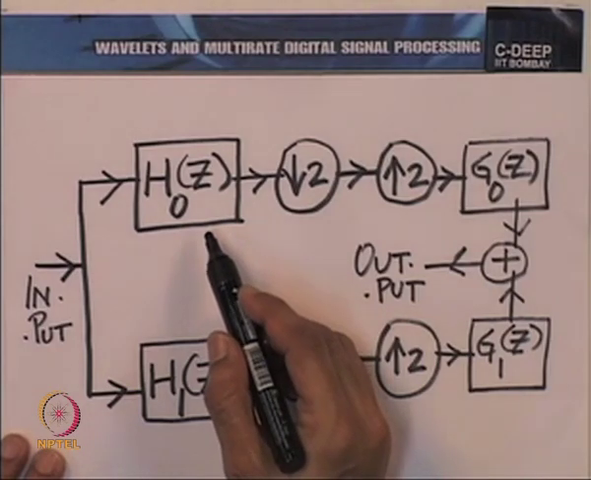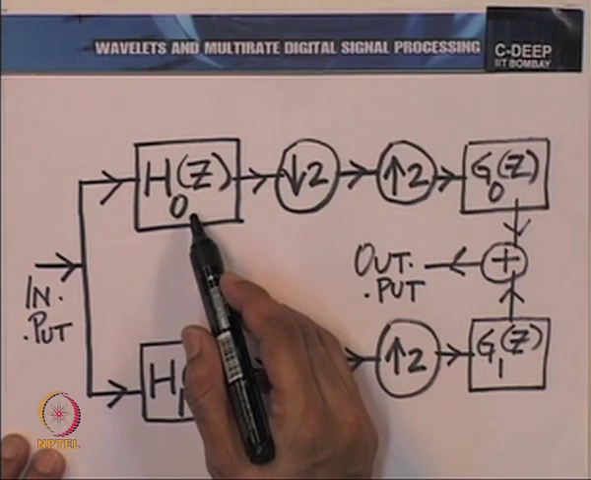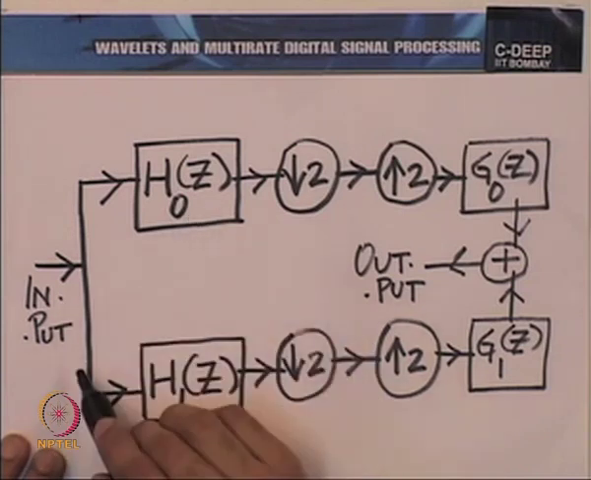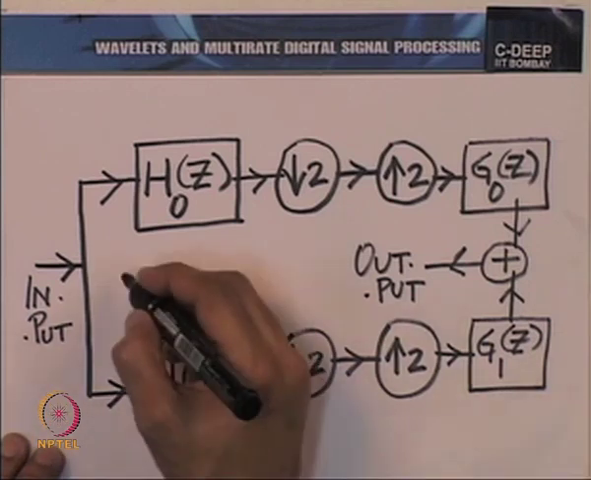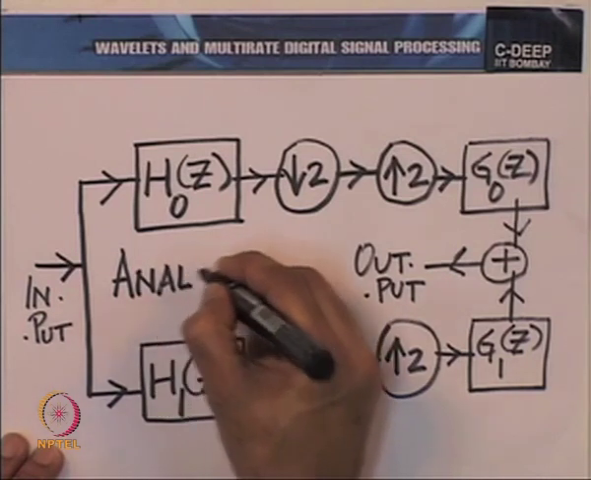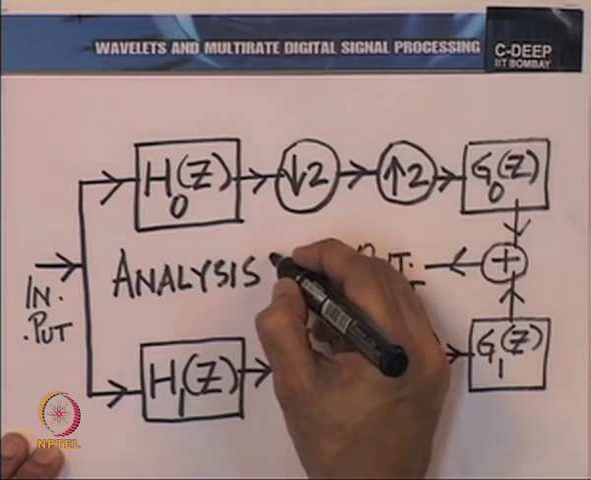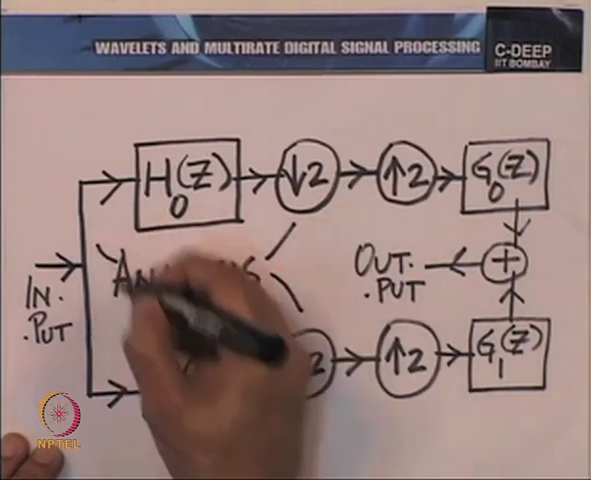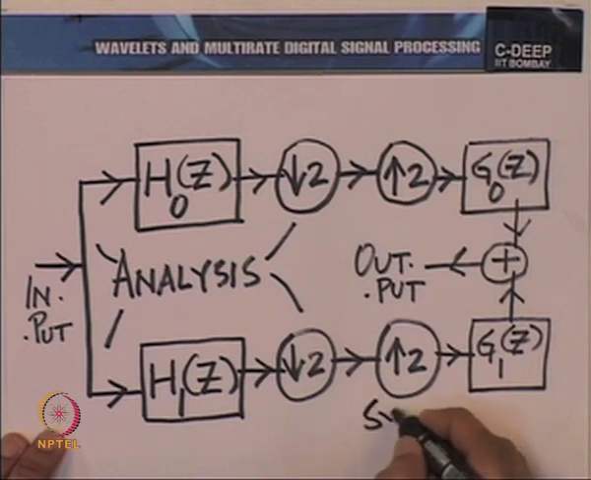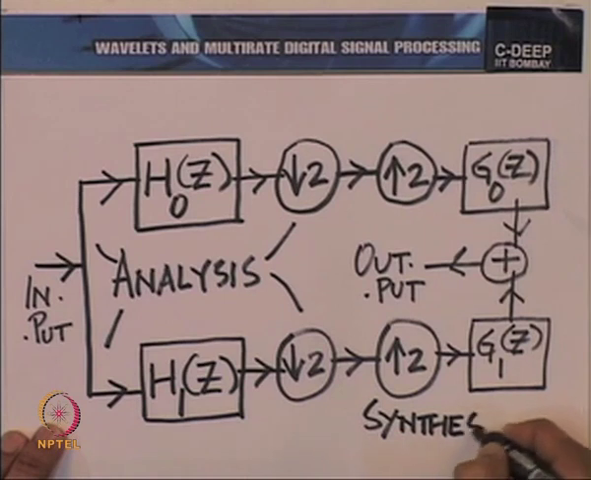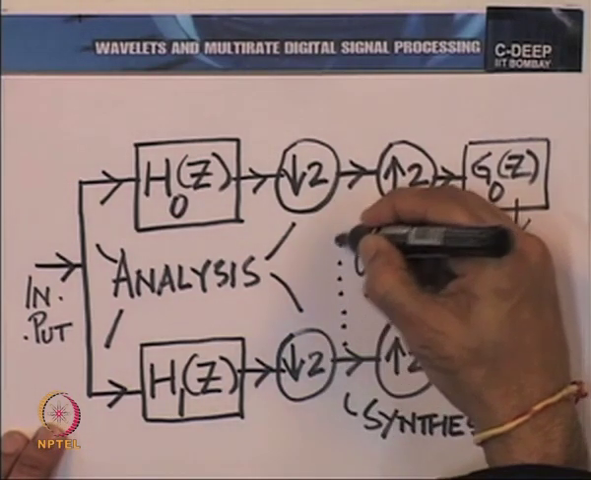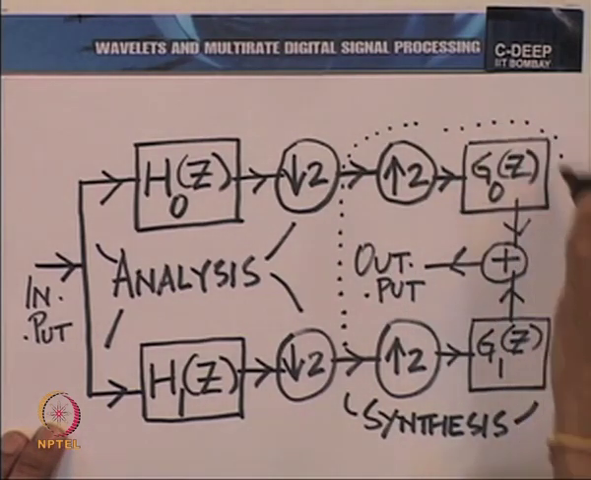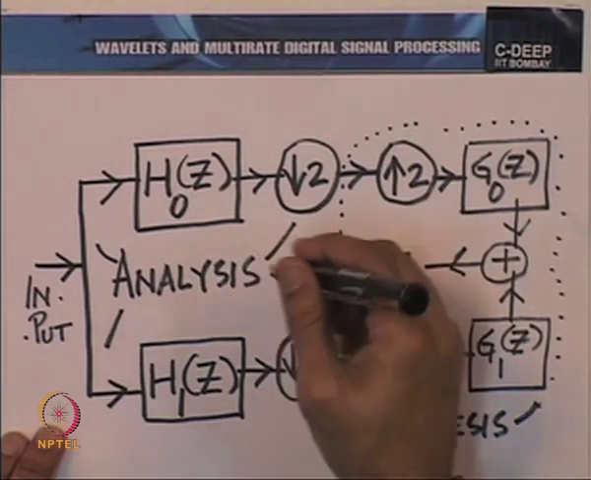To recall, this is going towards the ideal discrete time low pass filter with a cutoff of pi by 2 on the normalized angular frequency axis, and so is this. This is going towards the discrete time ideal high pass filter with a cutoff of pi by 2 again, and so is this. This is what we call the analysis side of the filter bank up to here. And this is what we call the synthesis side, when I mark this, I mean all this. So, maybe we should put a dotted boundary around. So, this is all the synthesis side. And this is the analysis side.